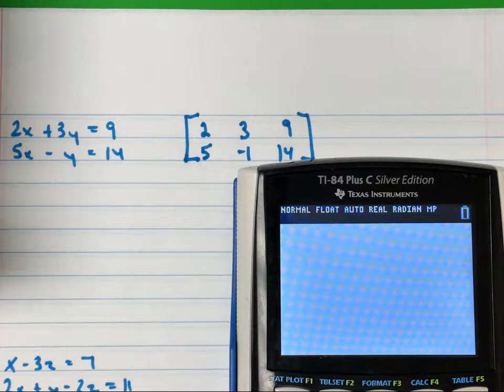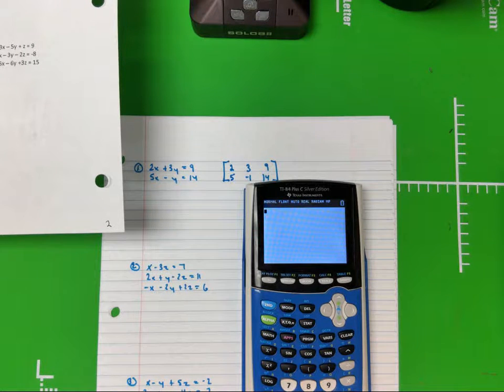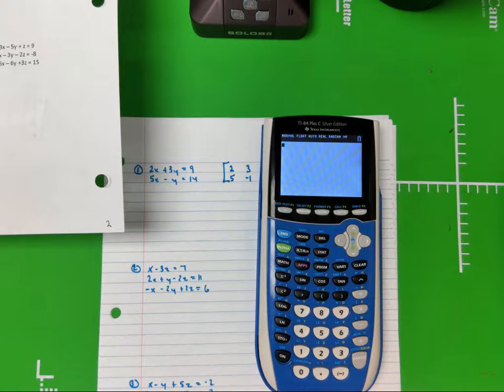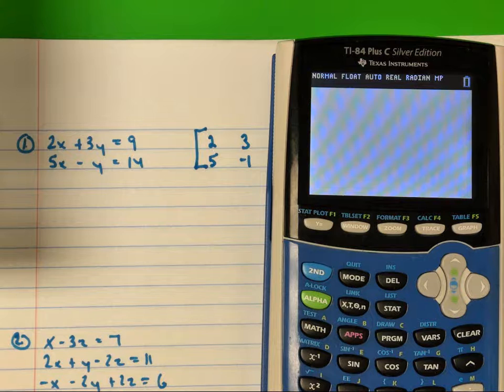Okay, let me zoom this out for a minute so you can see. There's the matrix right above the x sub 1. Let me zoom out some more so you can see that, sorry. You see right here the word matrix. That is where I'm going. This button is second. This button right here. Okay?